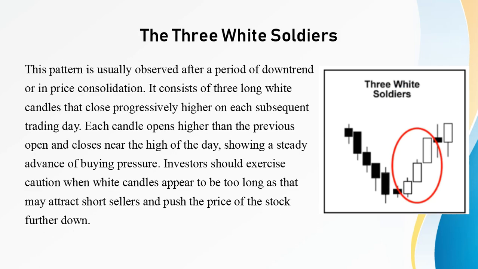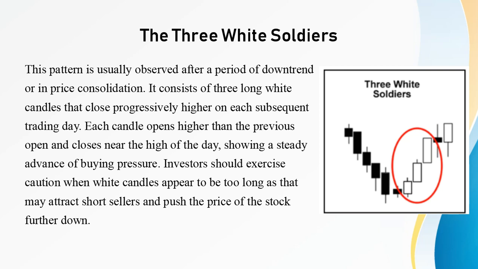So next, let's look at the three white soldiers pattern. This pattern is usually observed after a period of downtrend or in price consolidation. It consists of three long white candles that close progressively higher on each subsequent trading day. Each candle opens higher than the previous open and closes near the high of the day, showing a steady advance of buying pressure. Investors should exercise caution when white candles appear to be too long, as that may attract short sellers and push the price of the stock further down.